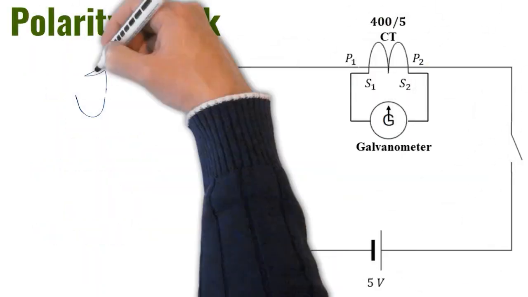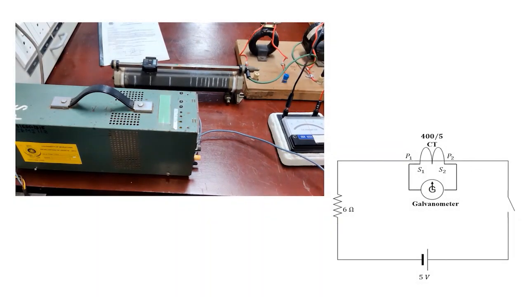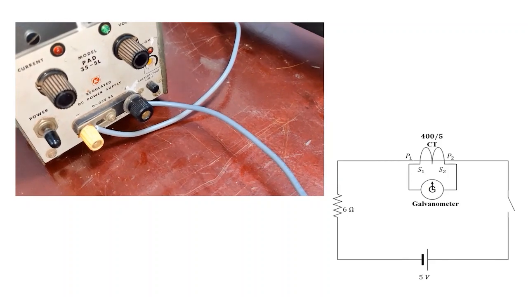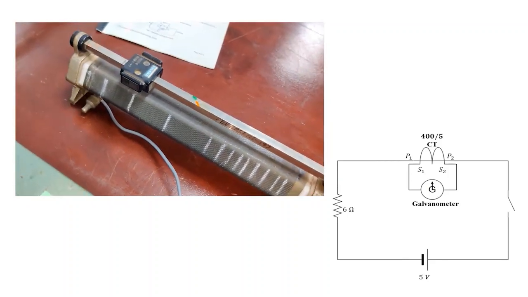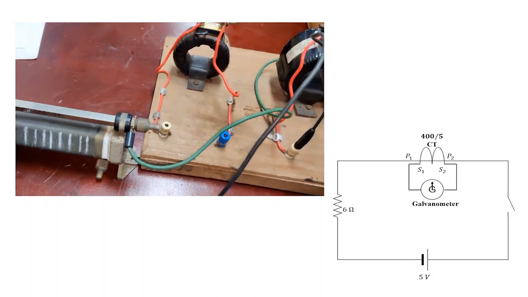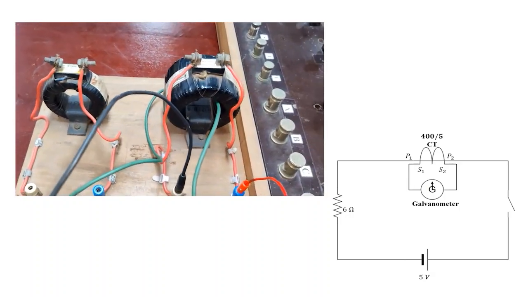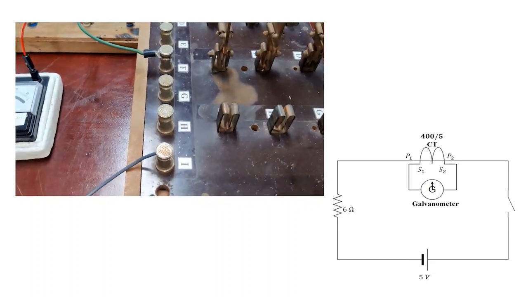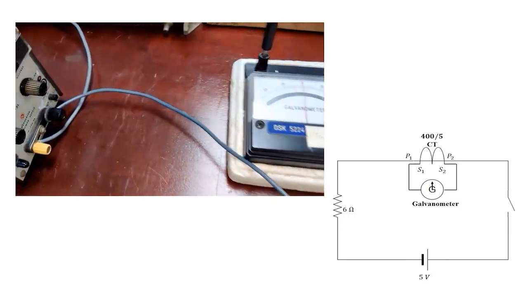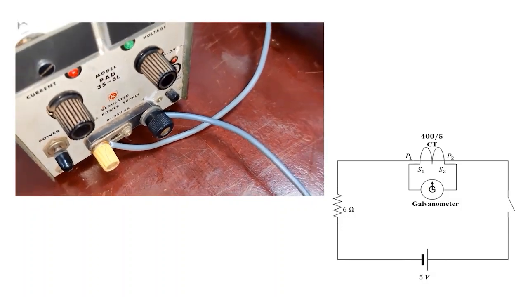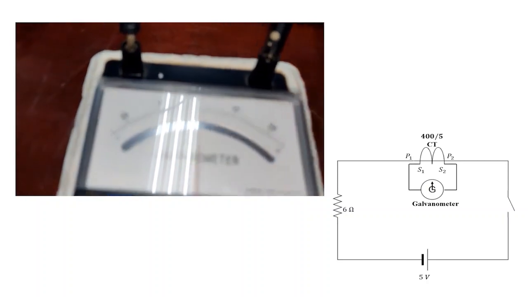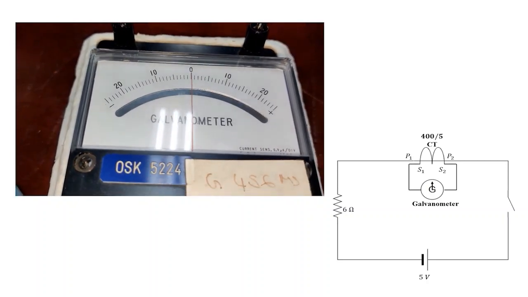Then we are moving to the polarity check. As you can see in the circuit diagram, the negative terminal of the DC supply is connected to the resistor. The other terminal of the resistor is connected to the conductor, which goes through the hollow core of the ring type CT. This conductor is the primary winding of the CT. Then this conductor is connected to the switch, and then it goes to the positive terminal of the DC supply. A galvanometer is connected to the secondary terminals of the ring type CT to check the direction of the secondary induced current.